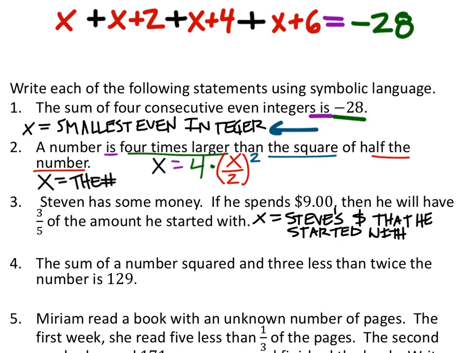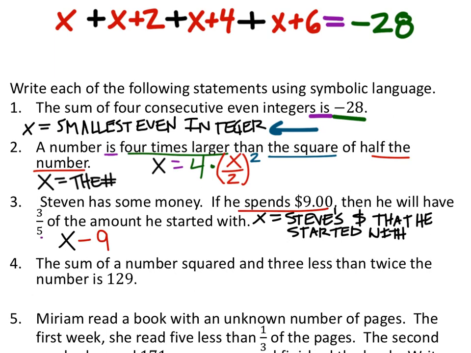So on this one, we're going to start with Stephen's money, which for us, we don't know how much that is, that he started with anyways. But then it says that he spends $9. How does that affect the money he started with? Very good, it takes away. So what operation is that? Subtraction. So we're going to take the money he starts with and subtract $9 from that.